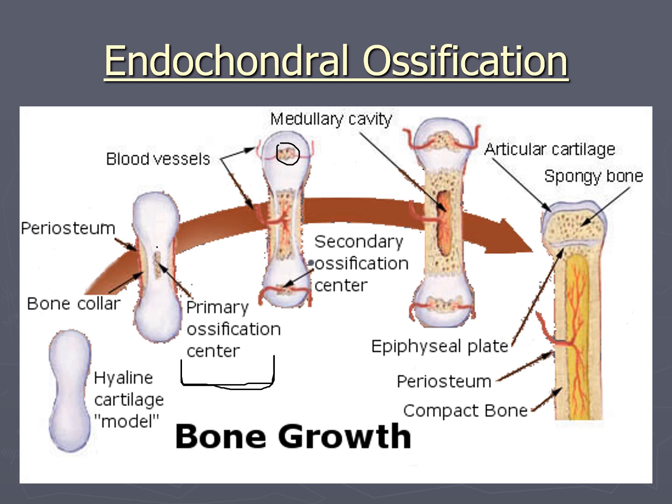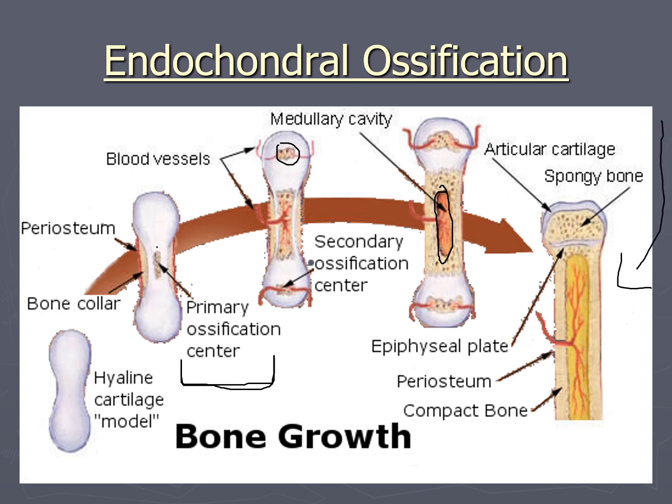Then this primary ossification center is going to basically go through the entire bone. It's going to hollow out this medullary cavity in the middle, and we're going to see expansion of the epiphyseal ossification at the secondary ossification centers as well, until eventually we have a whole bone.